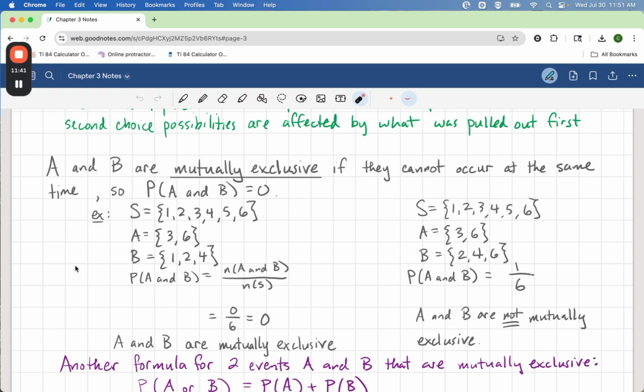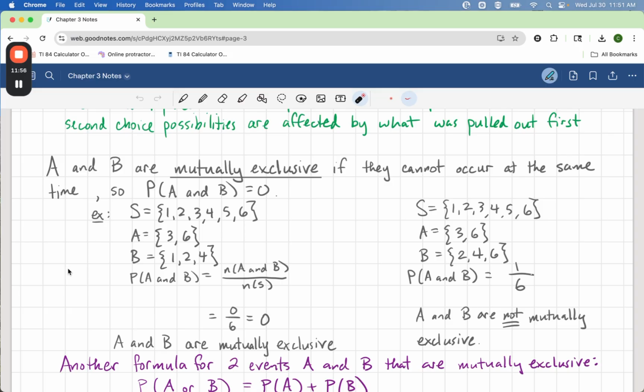So you get a 0. So in that case, A and B are mutually exclusive. In the second case, if A is 3, 6 and B is 2, 4, 6, 6 is common to both, so they're not mutually exclusive.